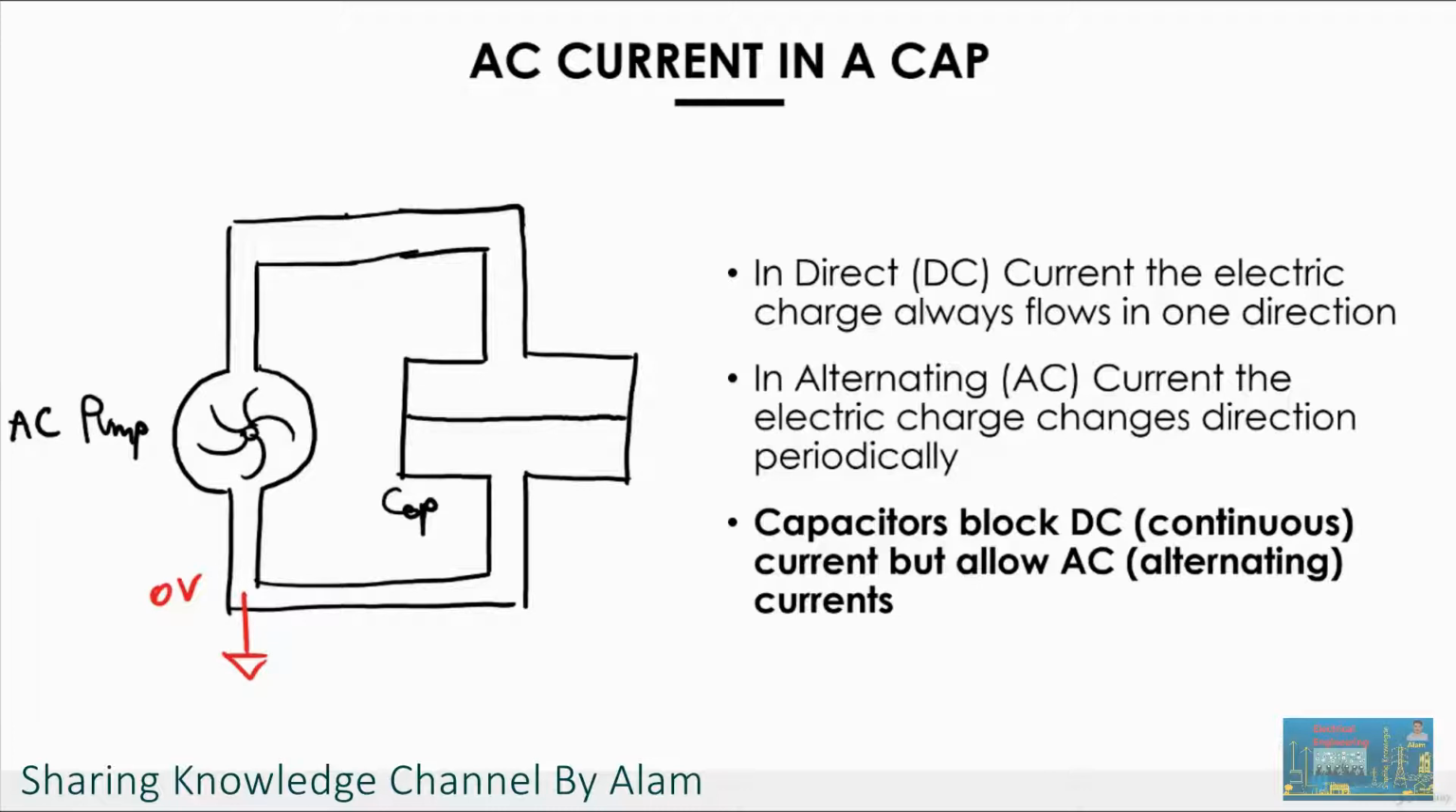In this lesson, I want to talk about AC current in a capacitor. First, let's start with some definitions. Here you can see the definition of DC current, or direct current. DC current is a current where the electric charge always flows in the same direction. For example, this is a possible representation of a DC current. It's a current that always has the same sign, basically. All the currents that we've seen so far were of this type.